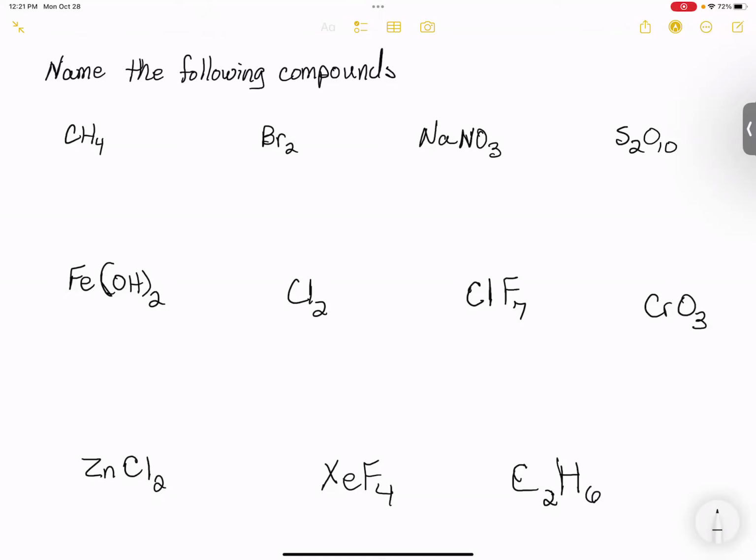This is what it's going to look like on the test, except it'll all be in a column. That's supposed to be C2. This last one is supposed to be C2. And we haven't named acids yet. That's Wednesday, and Friday.